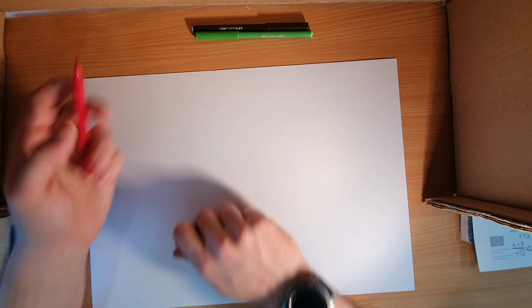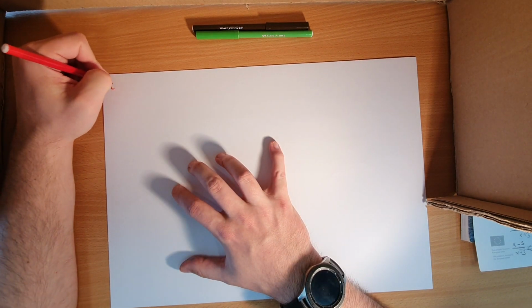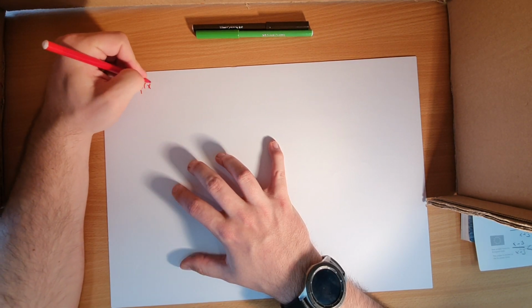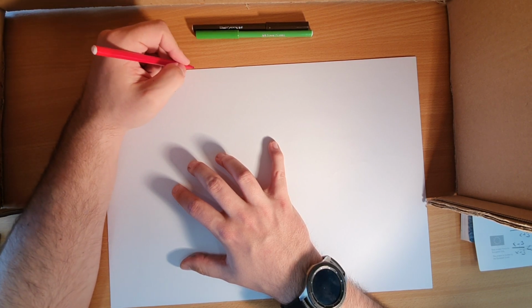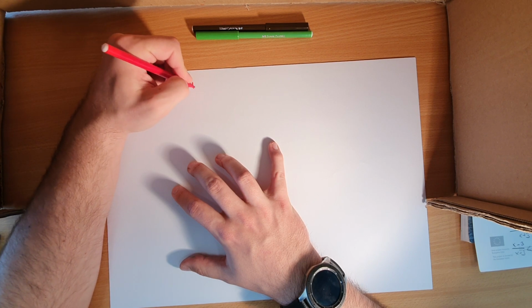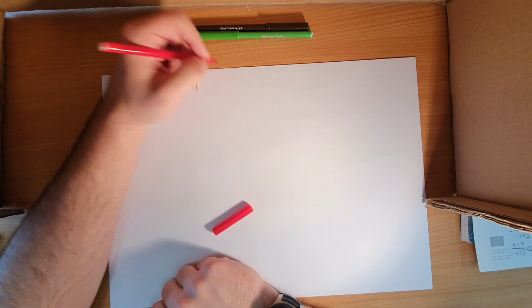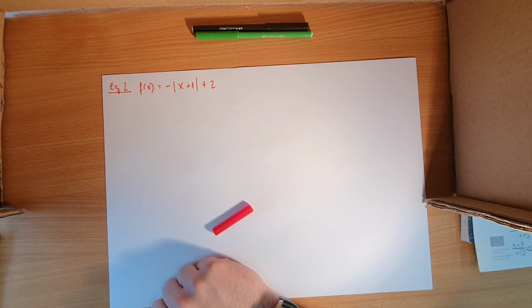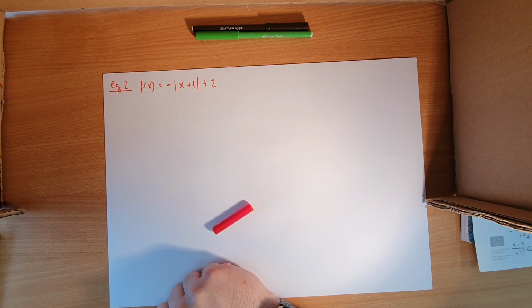Okay, so example 3. And this is almost the big daddy of the absolute value functions. f of x is equal to minus absolute value of x plus 1, plus 2. I said almost, it's not yet. Let's go with the table method.